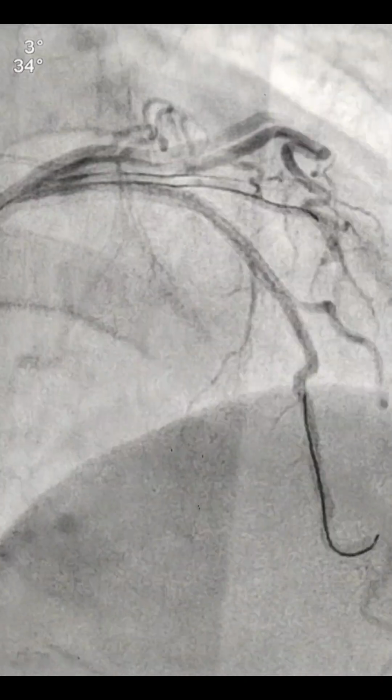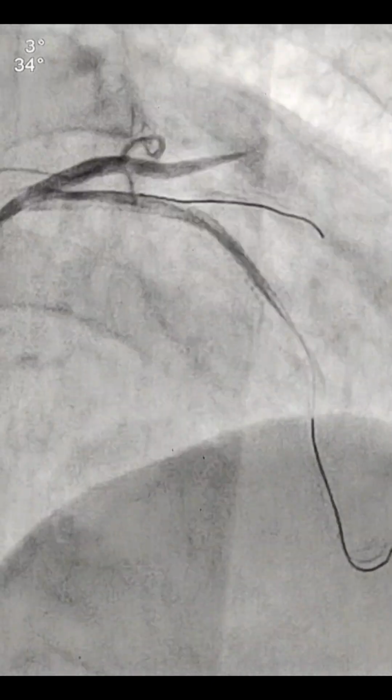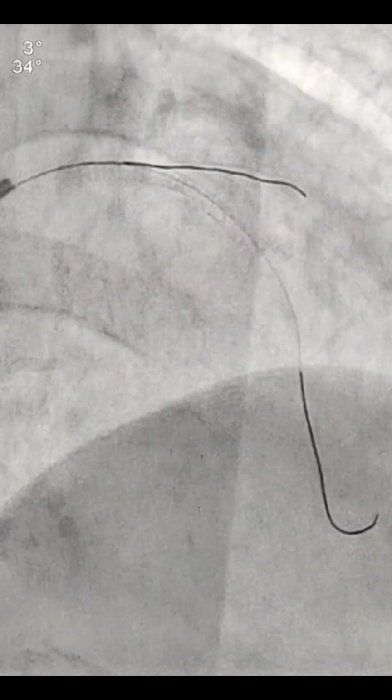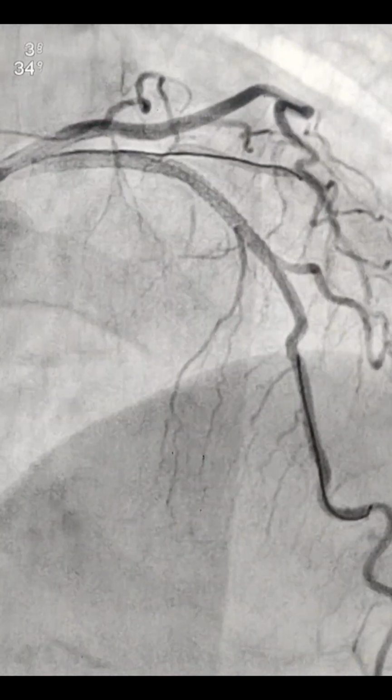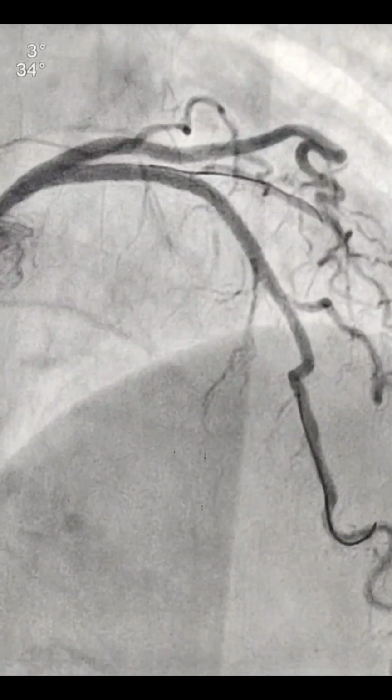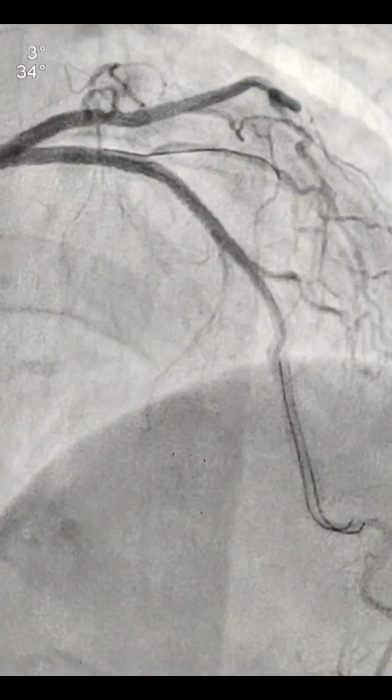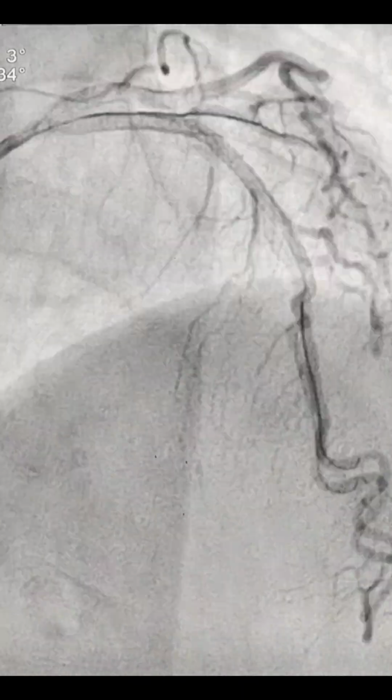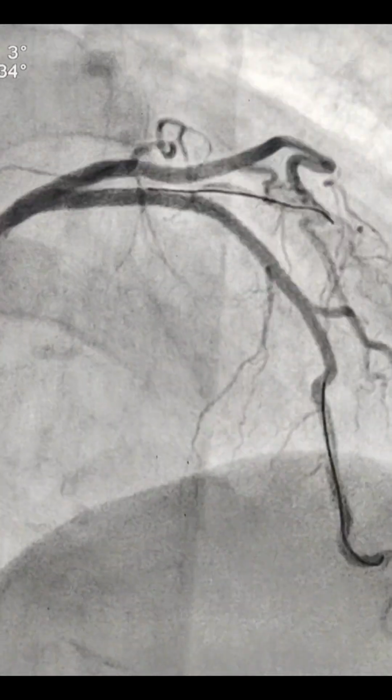The diagonal has not closed. The diagonal has TIMI flow. So we decided to leave the diagonal and we came out with this jailed wire. We had a fear of the diagonal getting closed after the stent deployment.